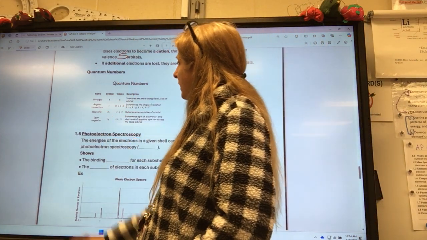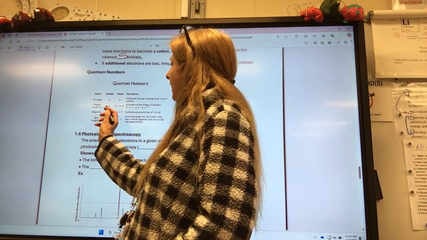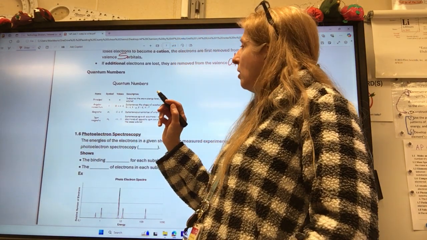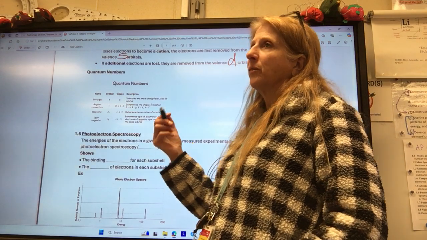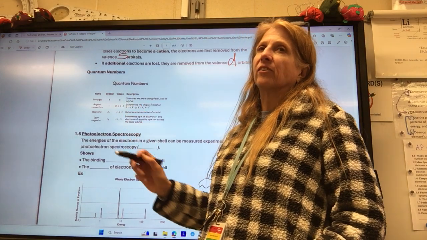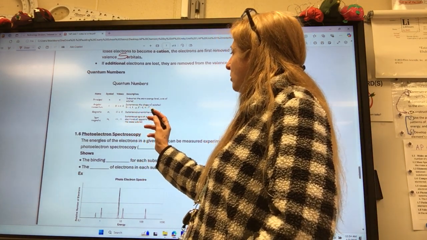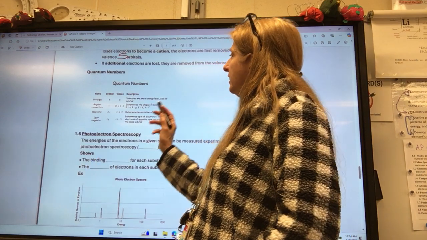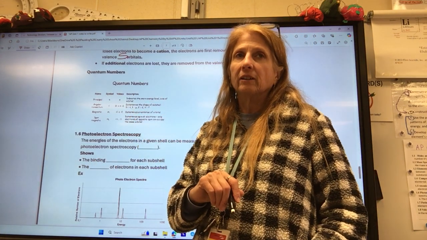The next one is the angular momentum quantum number. Its symbol is l, and it's a number that tells you the shape of the orbital. S orbitals are 0, and that's easy because they're spheres, and zeros look like spheres. P orbitals are 1. D orbitals are 2, and F orbitals are 3.